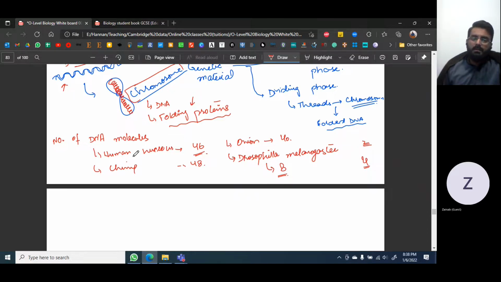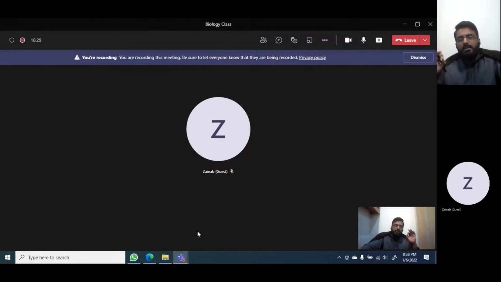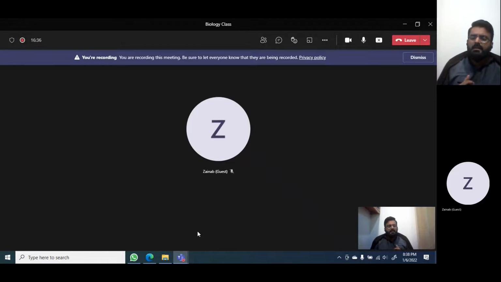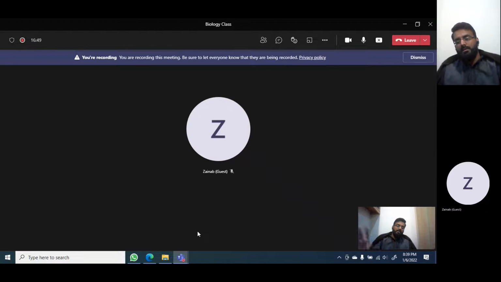So the number of chromosomes or number of DNA molecules in a species is a distinguishing feature or character. For example, there is no other organism which has 46 chromosomes same as humans. Humans have 46 chromosomes, but these 46 chromosomes are different in shapes, different in sizes as compared to other organisms.